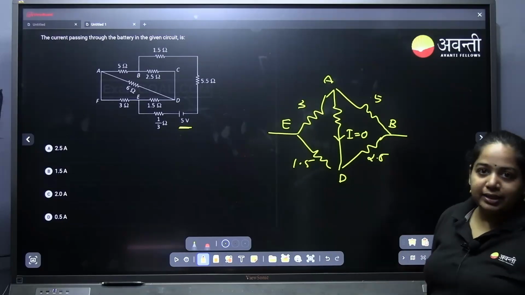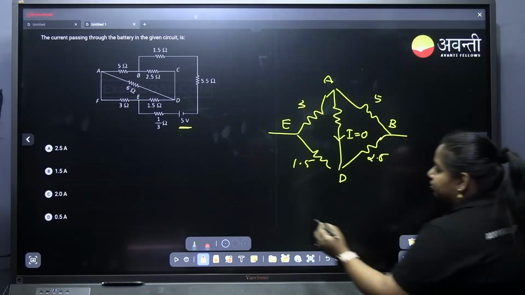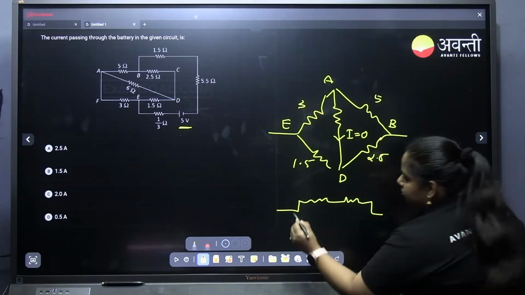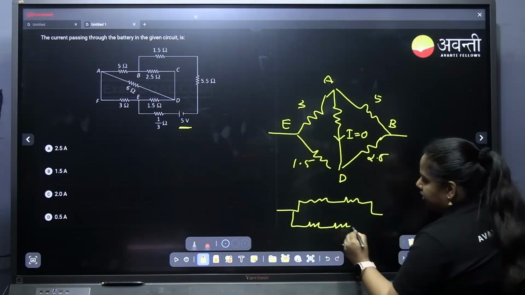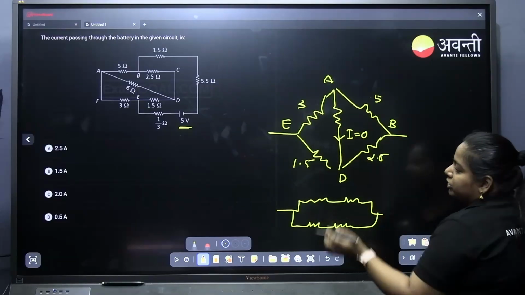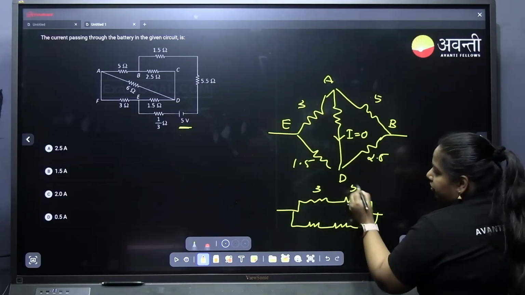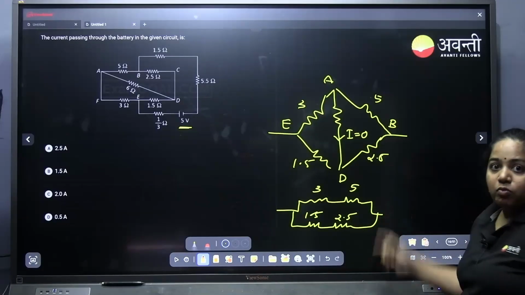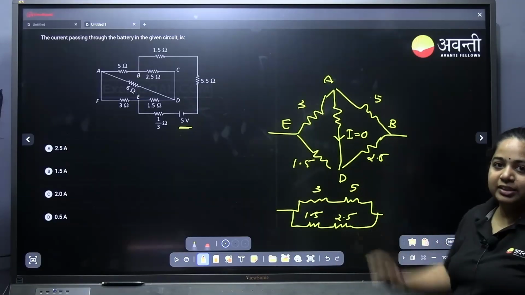Current is not passing through this, so we can simply make it like this. Okay, we can remove this AD branch only. So you will have 3, 5, 1.5, 2.5. What is the equivalent resistance in this?